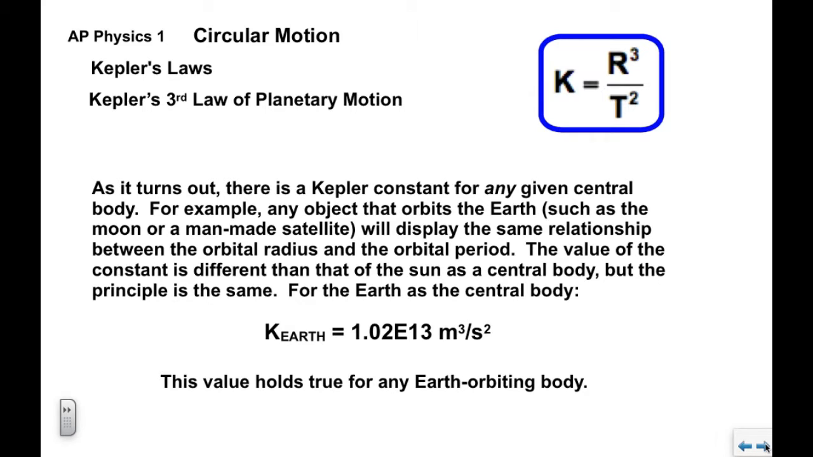Now, as it turns out, there's a Kepler constant for any given central body. In other words, any object that orbits, say, the Earth, like the Moon or a synthetic satellite, will display the same kind of relationship between orbital radius and orbital period, but the value of the constant is different because the Earth is now the central body. For the Earth as a central body, the Kepler constant is 1.02 times 10 to the 13th. Again, that's in meters cubed per second squared. It holds true for any object that orbits the Earth.